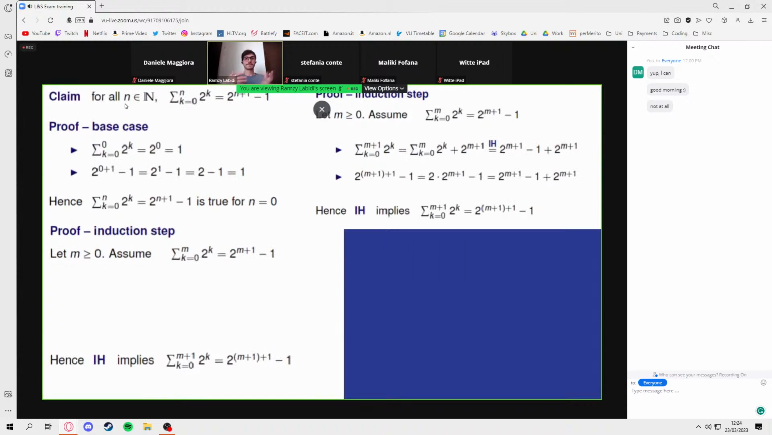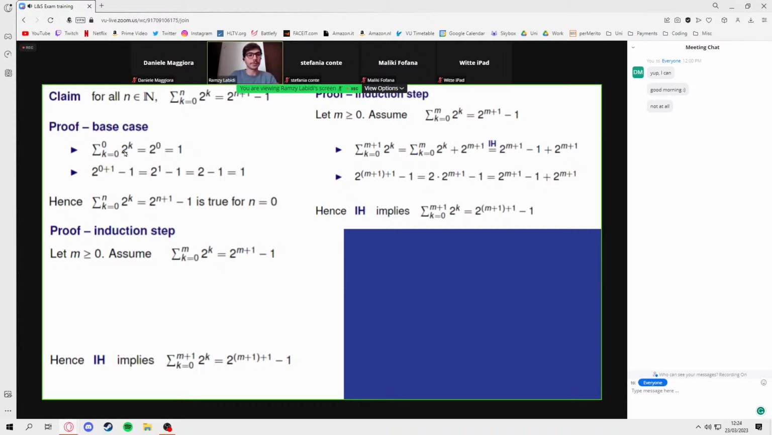What I mean is, there's an example here. For example, for each n in the natural number set, you want to prove that the sum from k equals 0 to n of 2^k is equal to 2^(n+1) minus 1. So here we start with the base case. First thing, we know they are natural numbers, so n can only start from 0.